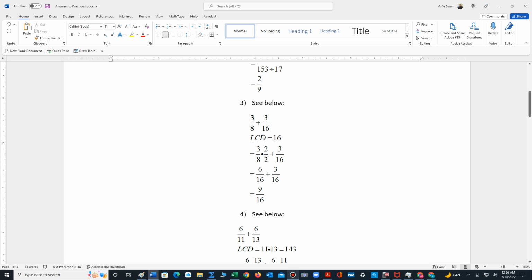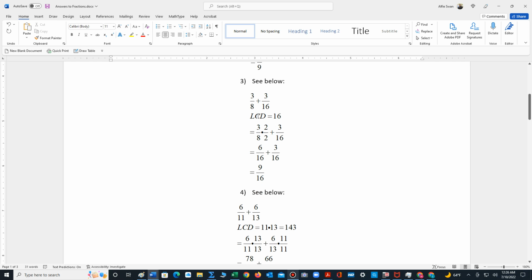We have to find the LCD. Since 8 divides evenly into 16, 16 will encompass 8, so the LCD is 16. When we build up the fraction, we only have to build up this left fraction because it has an 8 in the denominator. We need it to be 16. So what times 8 gives us 16? 2. So we have to multiply 8 with 2, but whatever we do to our denominator, we must replicate in the numerator, so we multiply 3 with 2 as well.